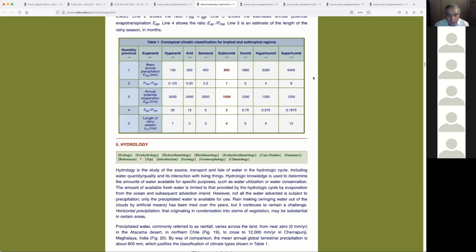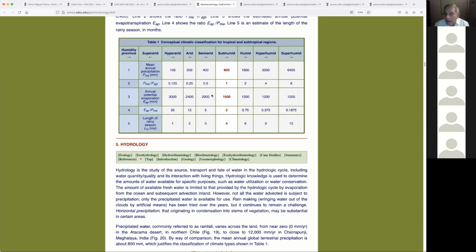So we were able to look at the annual potential evapotranspiration, the values, which were documented from practice, and the length of the rainy season. In some places, it rains only a month or two per year, while in the super humid environment, it rains every night or every afternoon. Like the Amazon is well known for raining a lot.